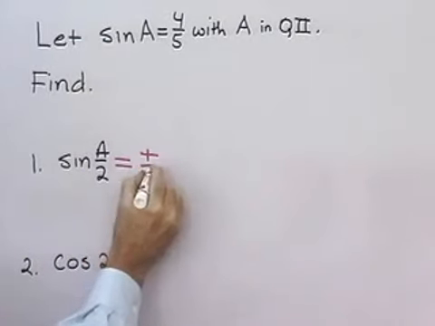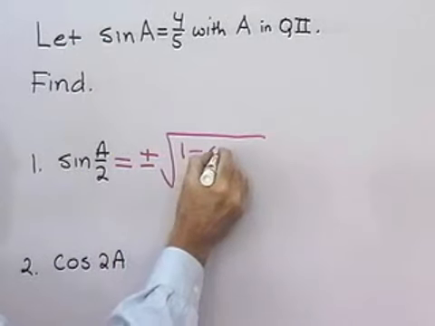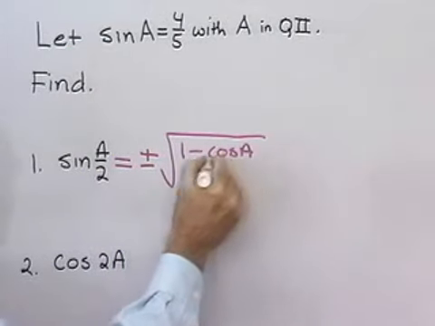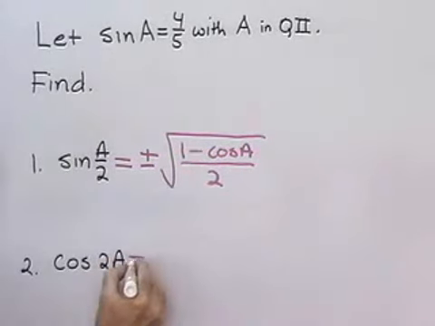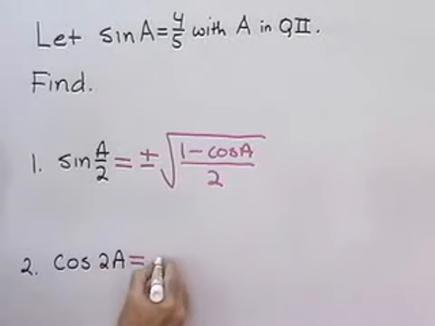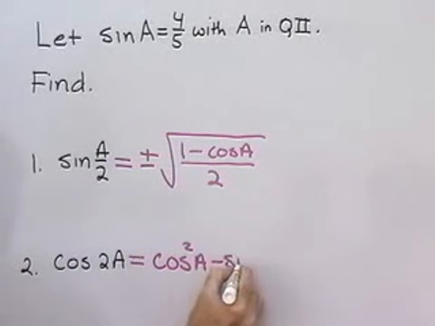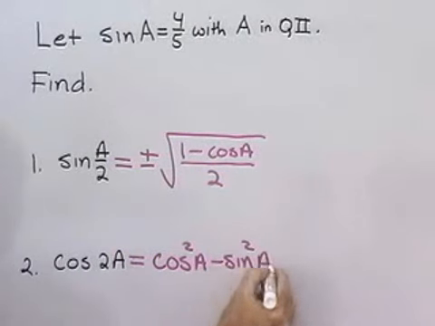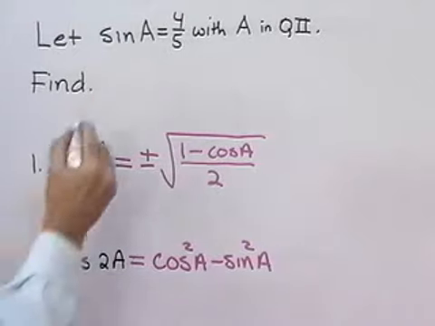I've memorized it, and so I know it's plus or minus the square root of 1 minus cosine A, all divided by 2. Now for my cosine 2A, that's a double angle formula. I've memorized that. There's a couple of different ways I can write it, but let's try this one: cosine squared A minus sine squared A. So with either of these two formulas, I'm going to have to find the cosine of A. I have the sine of A, so let's find the cosine of A.